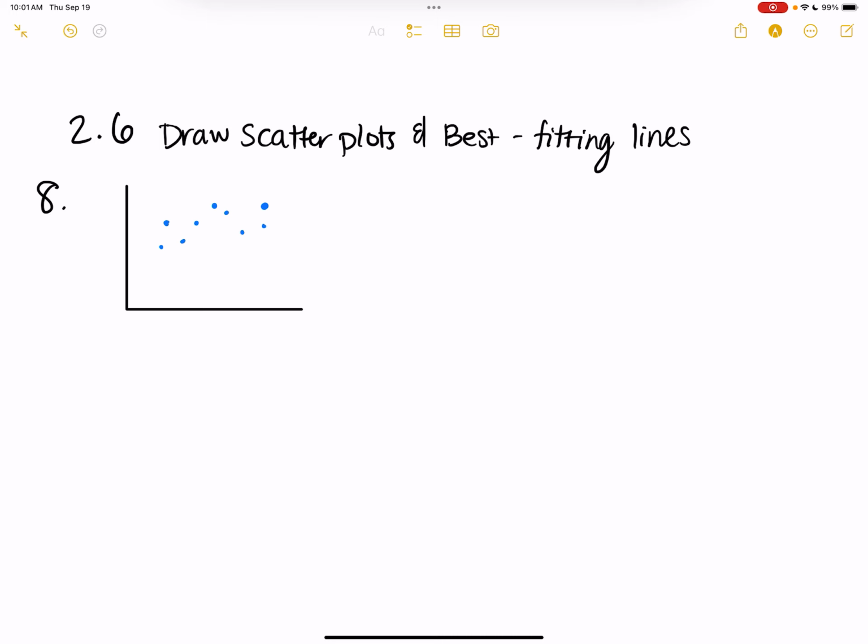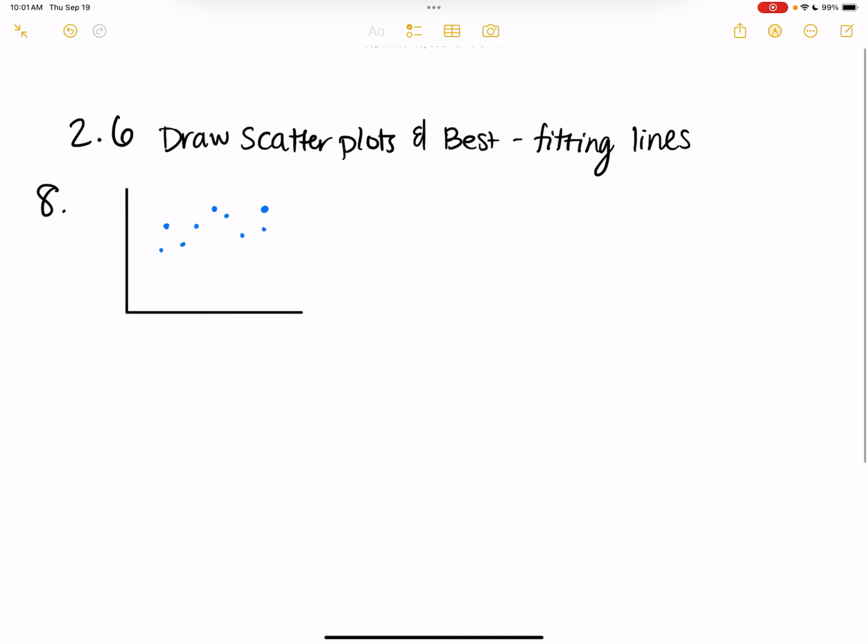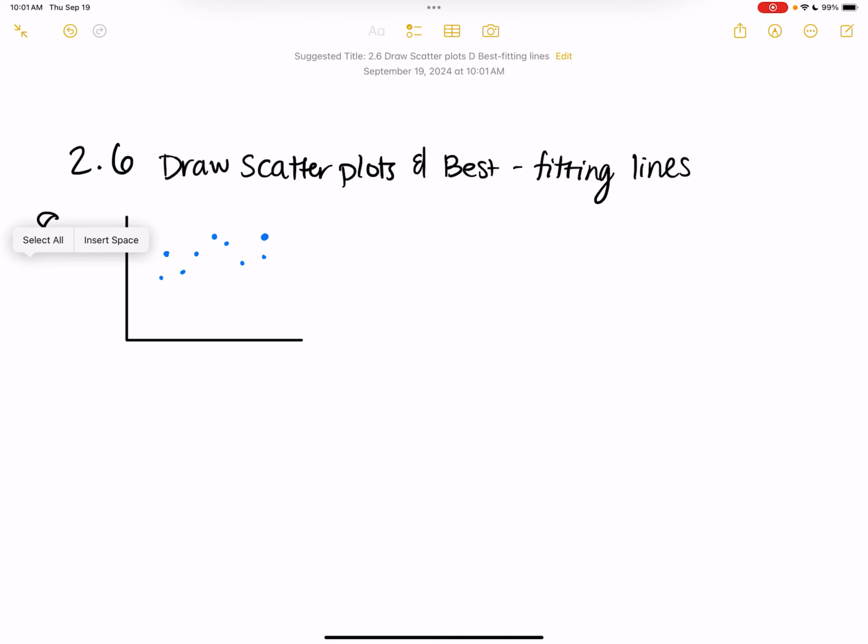So our options are 0, -1 or +1, and -0.5 or +0.5. Positive 0.5. Whoa, that's really large. So what is the correlation coefficient?